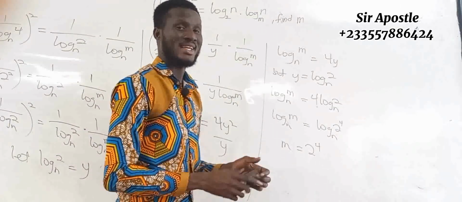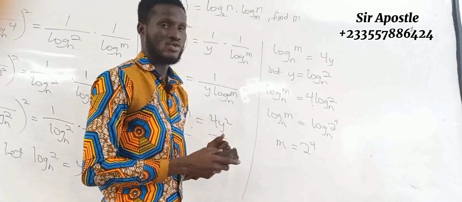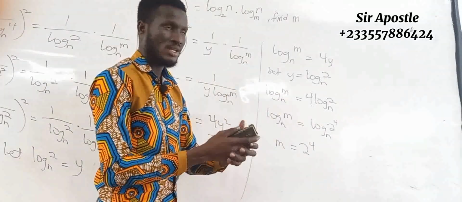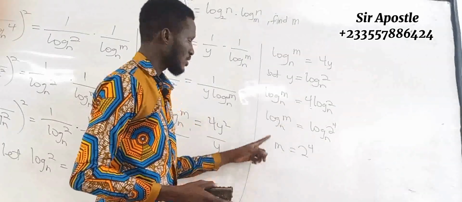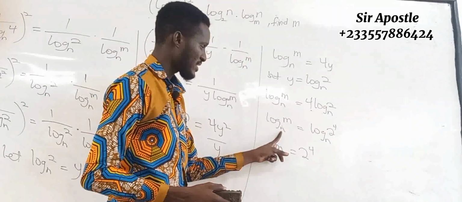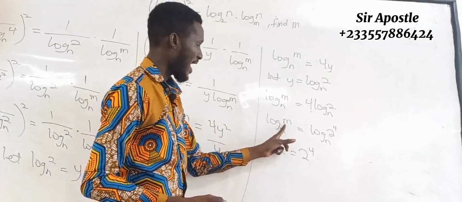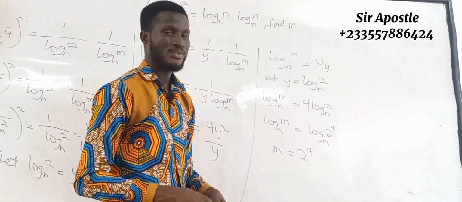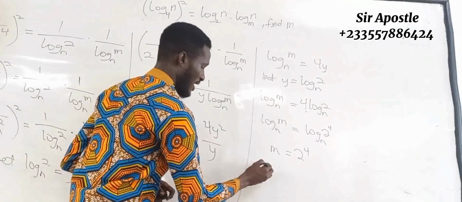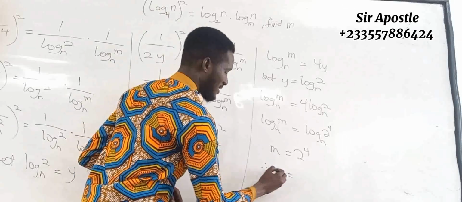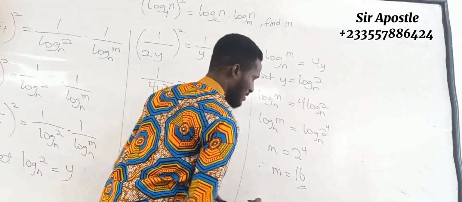That is when we take the antilog of log base n to both sides of the equation, or we are removing the logs. We can only remove the logs if the bases are the same. So log base n, log base n, this and this will cancel. So it means that m is equal to 2 exponent 4. Now 2 exponent 4 will give us 16. So therefore the final answer for m is 2 exponent 4, which will give us 16.